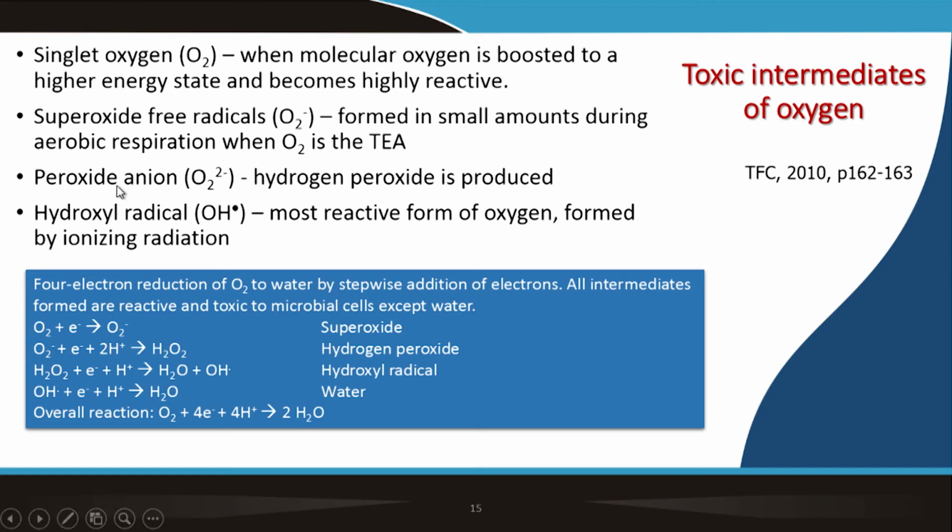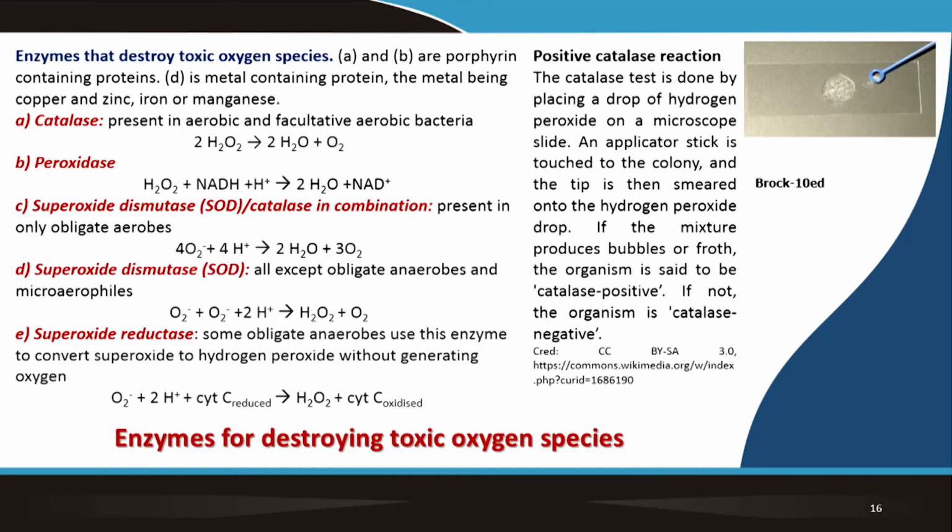Next one is peroxide anion, O2 2 minus, which is not shown in this stepwise reduction. That is where hydrogen peroxide is produced. And finally, we have hydroxyl radical, which is the most reactive form of oxygen, and that is formed by ionizing radiation.